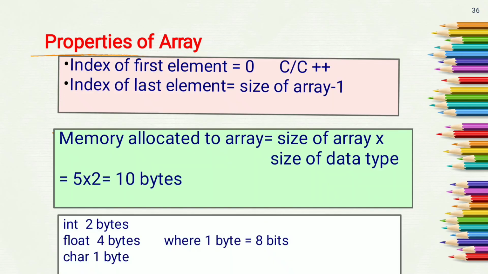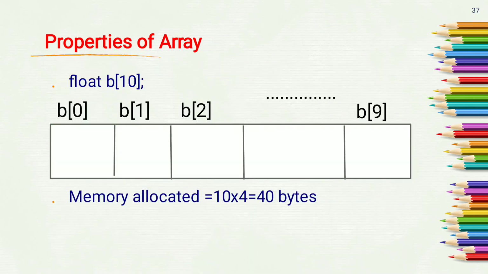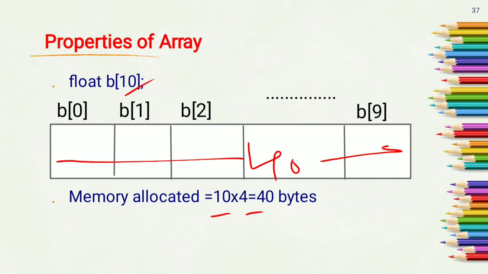So the formula is size of array into size of data type. In C++, integer requires 2 bytes of memory, float requires 4 bytes of memory, and character requires 1 byte of memory, where 1 byte equals 8 bits. So what will be the memory allocated to this float array? The size of the array is 10 into the size of the data type, which is 4 bytes, equals 40 bytes. So 40 bytes of memory will be allocated to this float array.